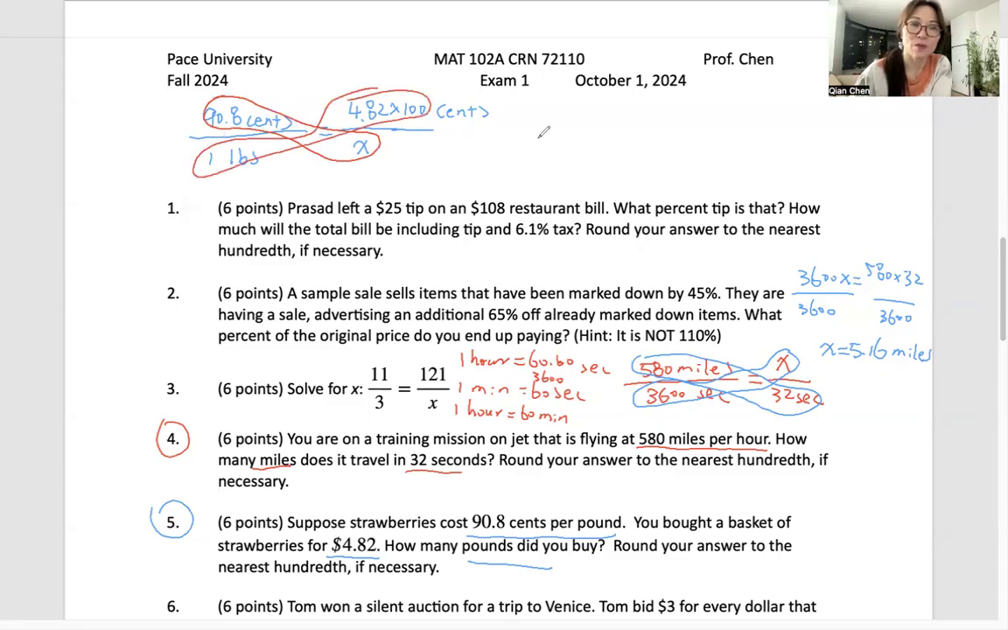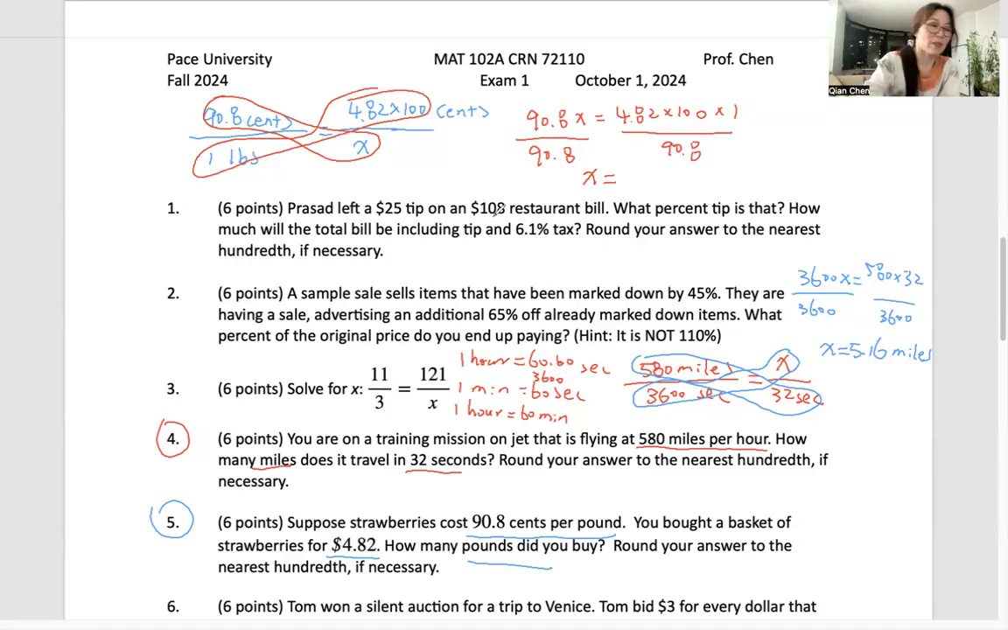Multiply these two. So we get 90.8 times x equals 4.82 times 100 times 1. Times 1 is nothing, or if you want to write times 1, that's okay. Otherwise, just forget about it. Divide by 90.8 on both sides. The left-hand side gives us x, 1x.